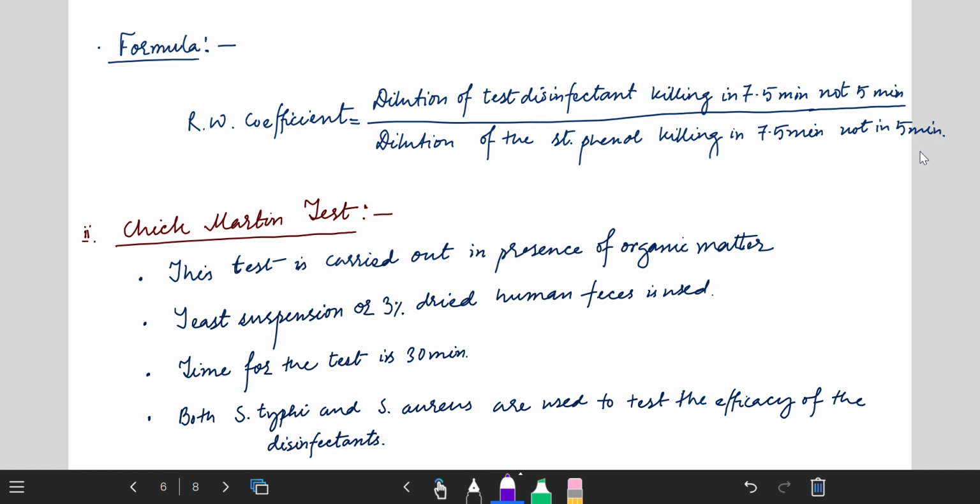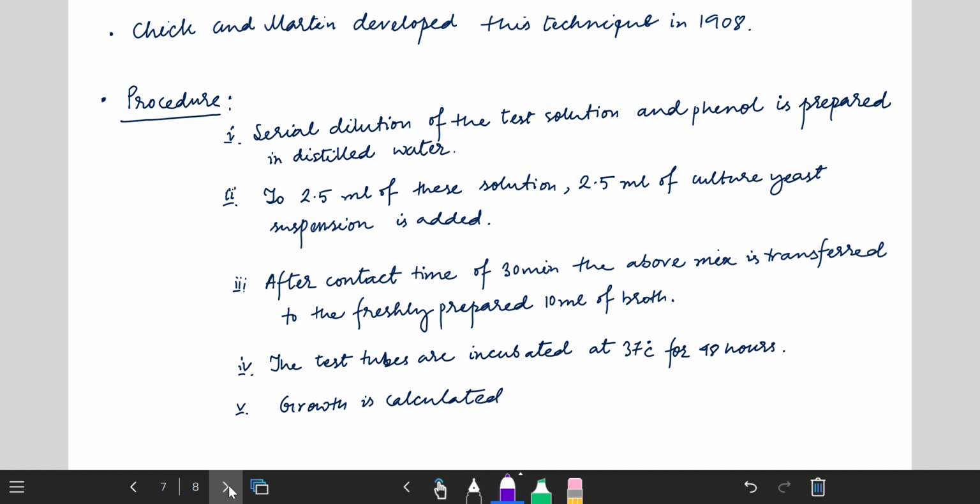Now, what is the Chick-Martin test? The Chick-Martin test is also known as the modified Rideal-Walker test. This test is carried out in the presence of organic matter. Which kind of organic matter? Yeast suspension or 3% dried human feces is used. The time for this test is 30 minutes, whereas in the RW test it was 10 minutes. Both S. typhi and S. aureus strains are used to test the efficacy of the disinfectants. Chick and Martin developed this technique in 1908, that's why it is called the Chick-Martin test.